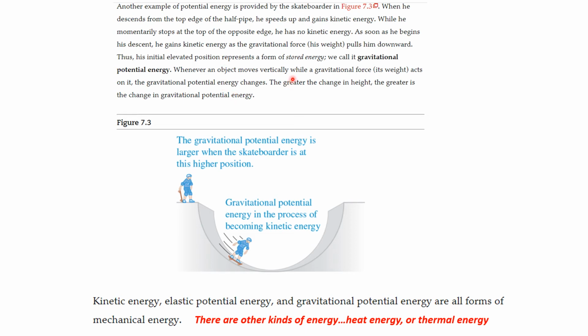Whenever an object moves vertically, while the gravitational force, its weight, acts on it, the gravitational potential energy changes. The greater the height, the greater the change in gravitational potential energy. Soon we'll have a formula for this, and it's going to be mg times h. Kinetic energy, elastic potential energy, and gravitational potential energy are all forms of mechanical energy. There are other kinds of energy, heat energy or thermal energy as examples.